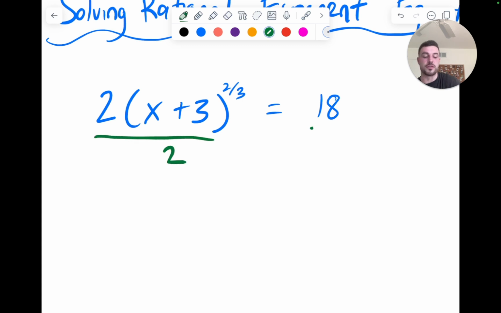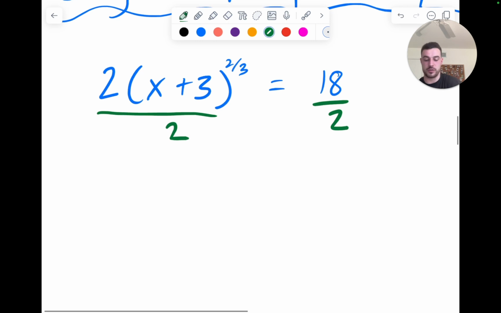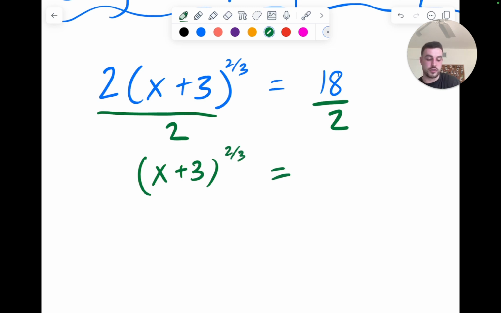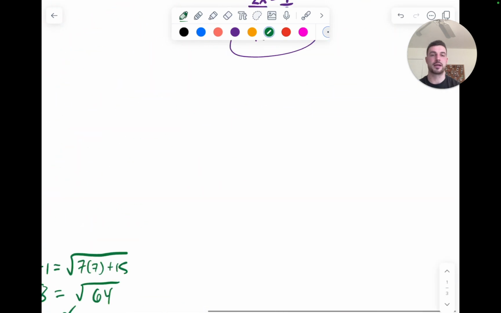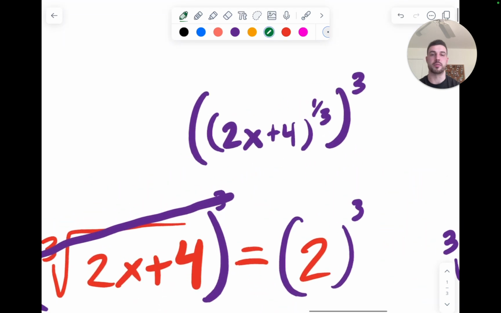I'm going to use inverse operations to divide by 2. And I will get (x + 3) to the 2/3 power is equal to 9. All right, so now we need to think about what can I do to get rid of my exponent of 2/3. Well, let's flash back to our first problem.